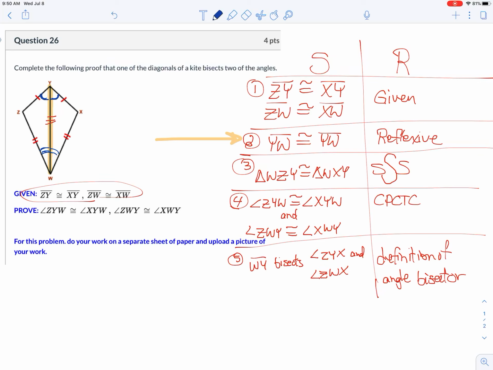Now, if you want to really tighten up your proof and show that one of the diagonals of a kite bisects two of the angles, can't just stop at that part here. You got to say, okay, WY does bisect those two angles of a kite because of the definition of an angle bisector.